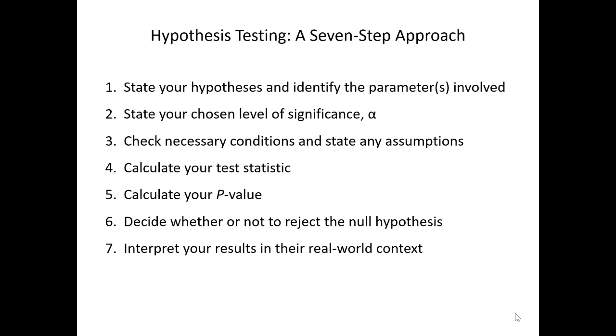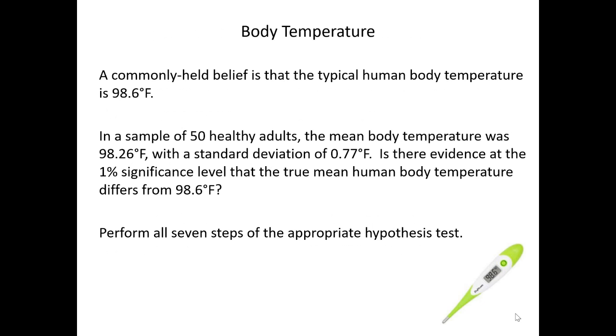Okay, so here's a reminder of the 7 steps I'd like you to follow. And here's your first problem. It's a commonly held belief that 98.6 degrees is the proper human body temperature. But in a sample of 50 healthy adults, the mean body temperature measured was 98.26 degrees Fahrenheit, with a standard deviation of 0.77 degrees. Is there enough evidence at the 1% significance level that the true mean human body temperature is different from 98.6? Okay, so try to apply the 7-step approach.